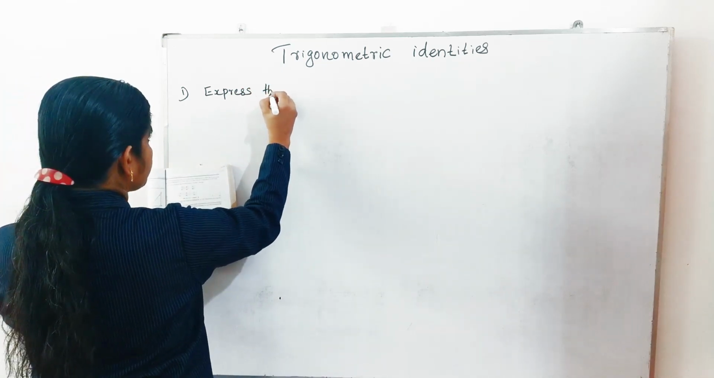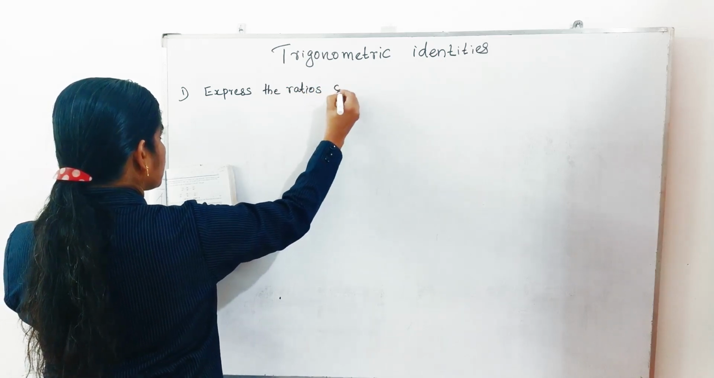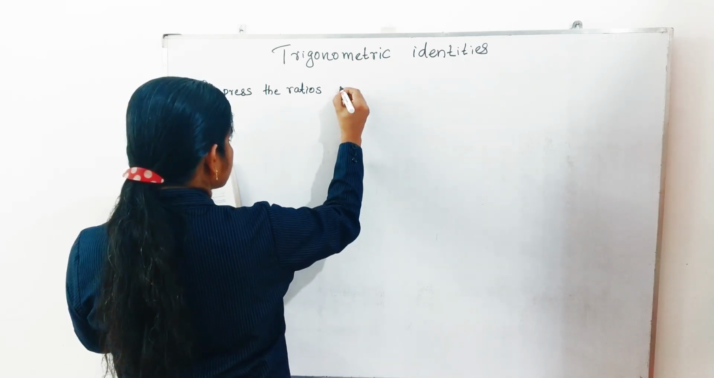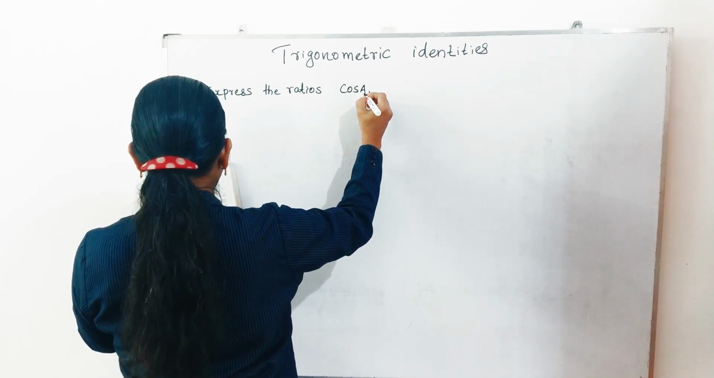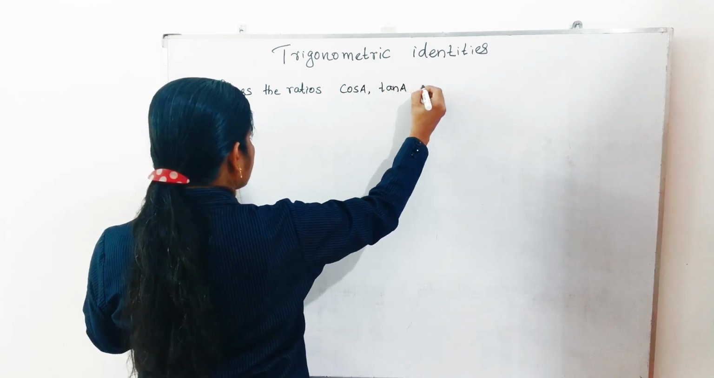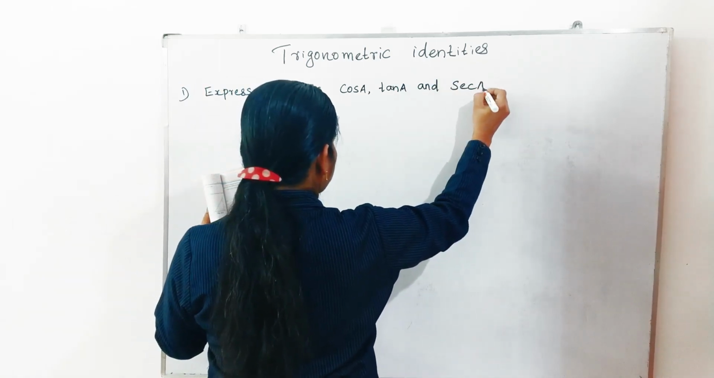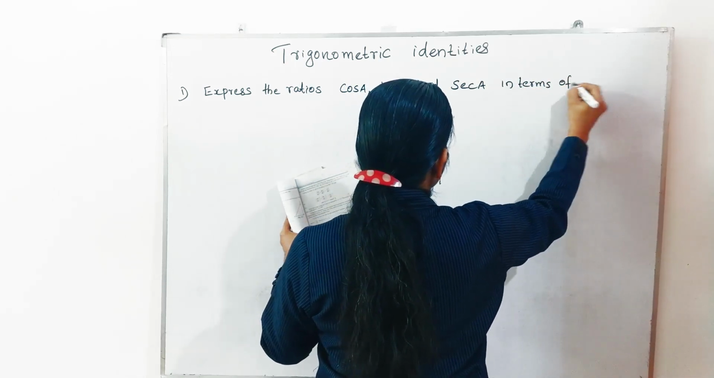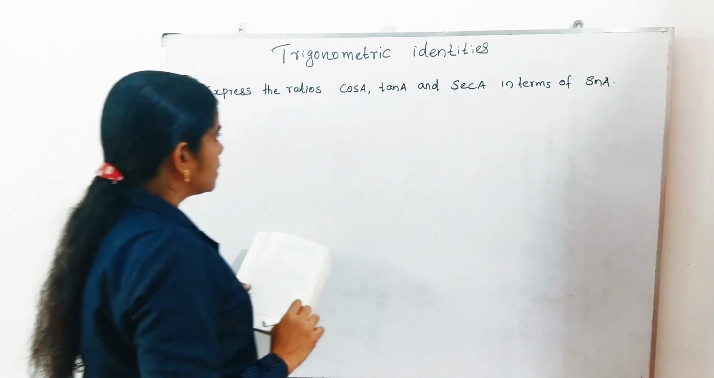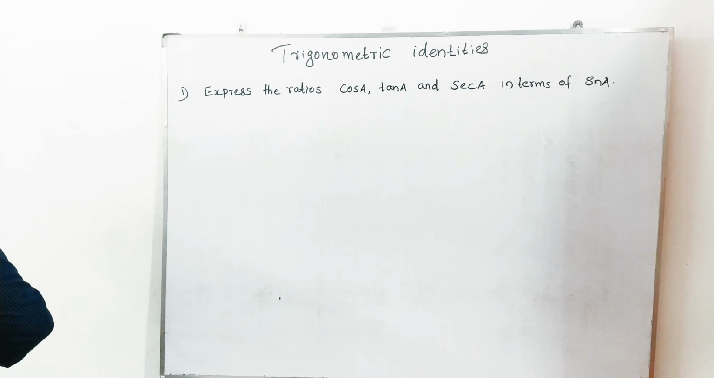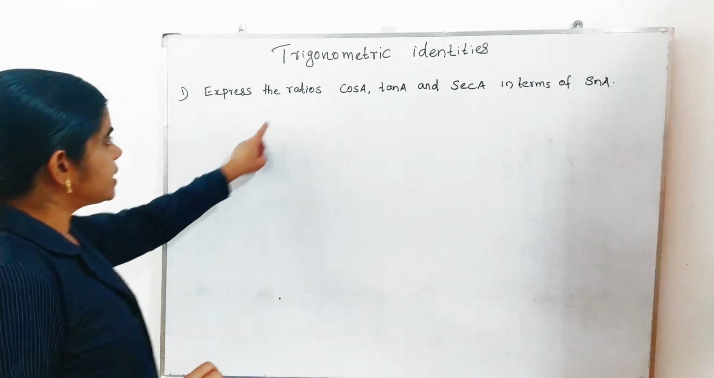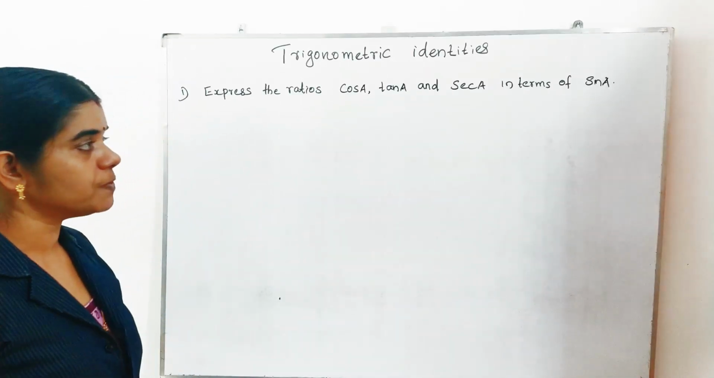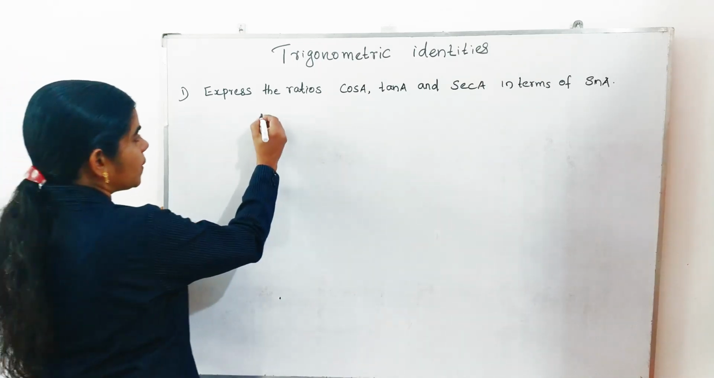Express the ratios of cos A, tan A and sec A in terms of sin A. Express the ratios cos A, tan A and sec A. All you want to express in the form of sin A.